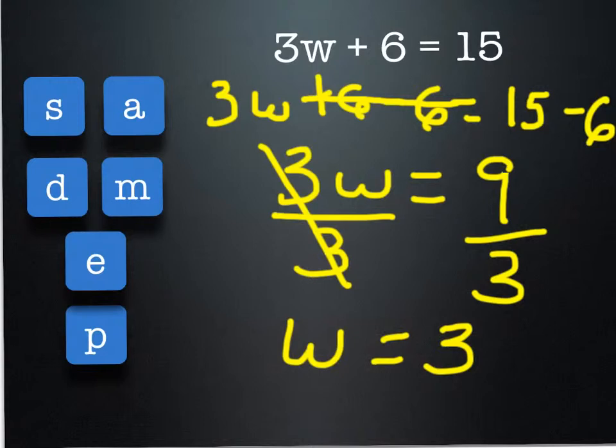To check your answer, you can always take 3 and plug it in for w. You would do 3 times 3 plus 6, and you should end up with the answer 15.